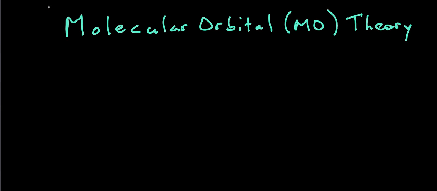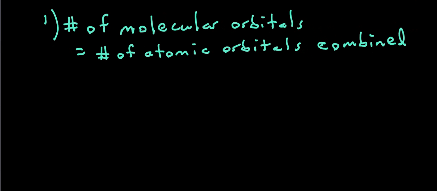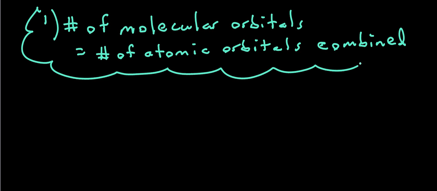In this video, we're going to take another look at another theory for how molecules get formed. It's known as molecular orbital theory, oftentimes referred to as MO. In molecular orbital theory, there are several guidelines we'll follow. The first of these is that the number of molecular orbitals is equal to the number of atomic orbitals that are combined in forming the molecule in question.